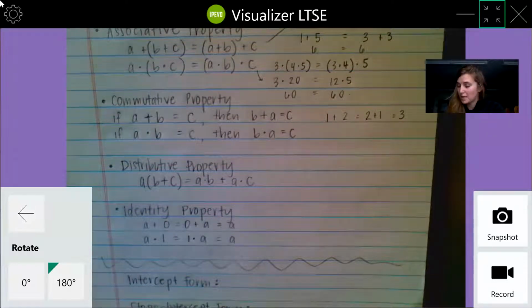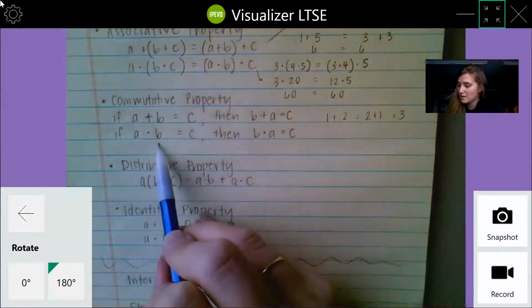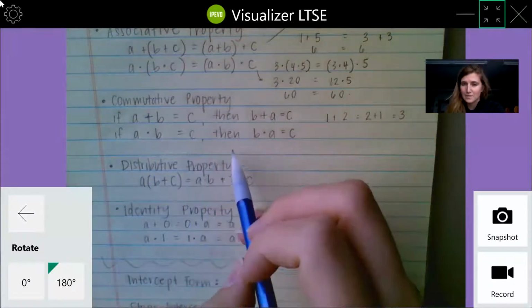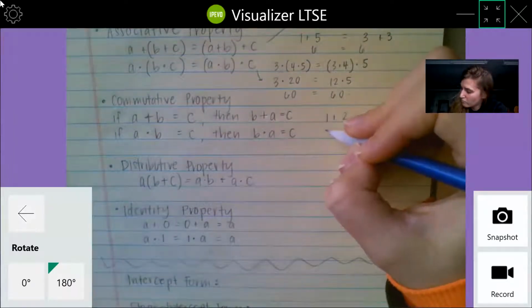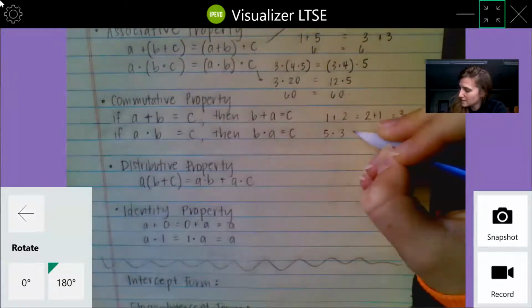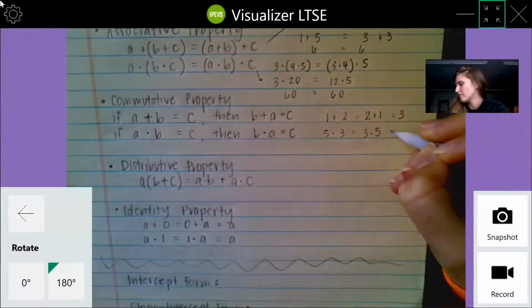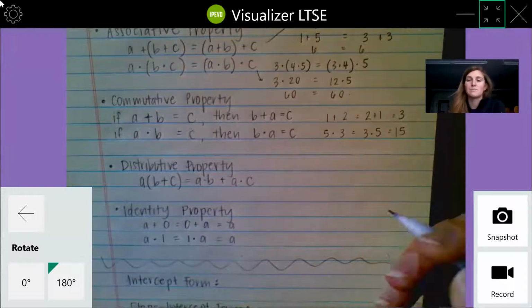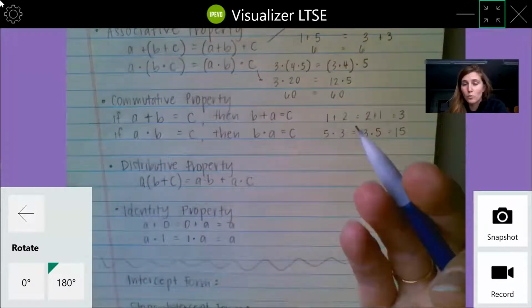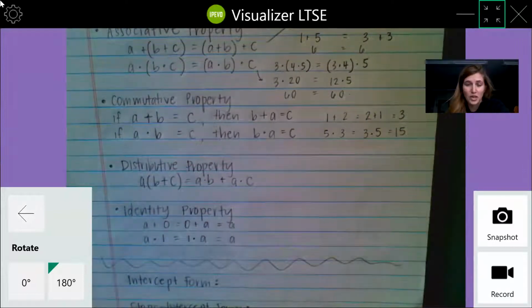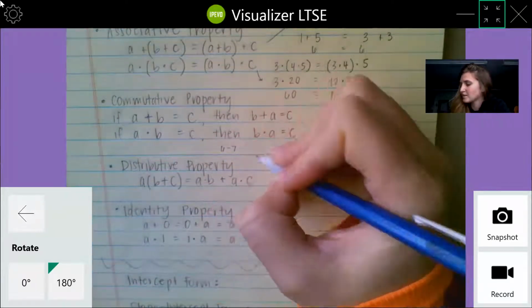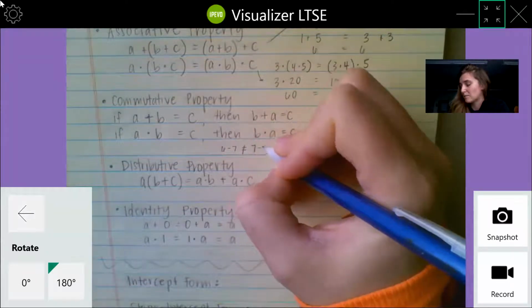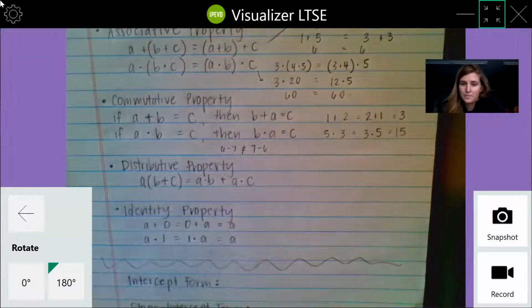And the same with multiplication. If we have A times B, and that's equal to C, then the same thing, B times A is also equal to C. So like 5 times 3 is the same thing as 3 times 5. They're both equal to 15. And again, these only work with addition and multiplication, not with subtraction or division, right? Because 6 minus 7 is not the same thing as 7 minus 6, okay?